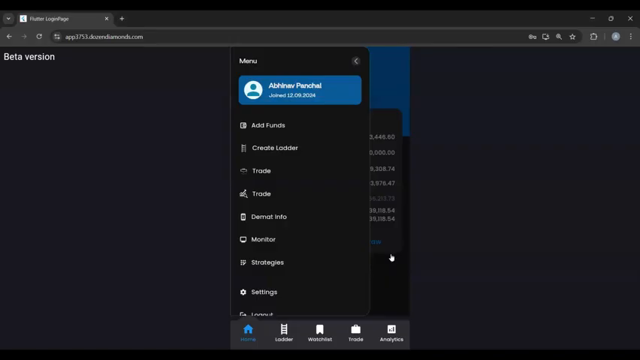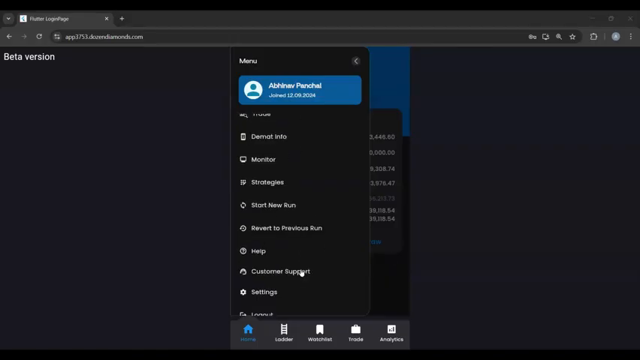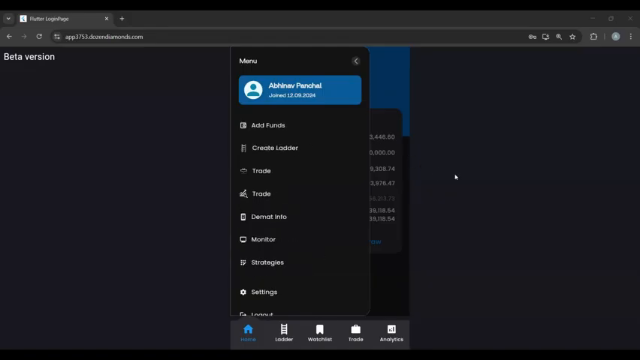In the app also we have given customer support, where if the customer feels he or she is stuck or they don't understand some of the features, they can easily contact customer support, or we have also given the option of help which will redirect you to our website. Yeah, so this was the presentation of the app.